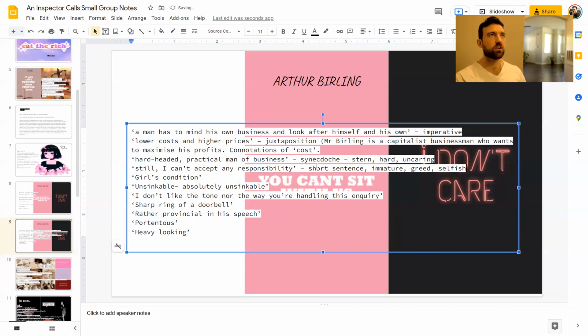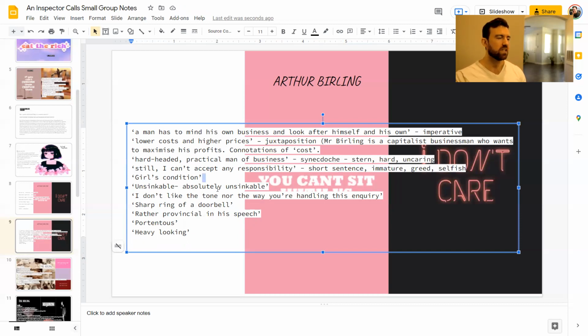And even when he first finds out that Eva has been killed and burnt herself inside out by swallowing disinfectant, he goes, yes, terrible business, but I don't know what it has to do with me, Inspector. So even from the very first moment, there's no empathy, there's no sympathy. He just is like, well, what are you doing here? Why should I care about this?